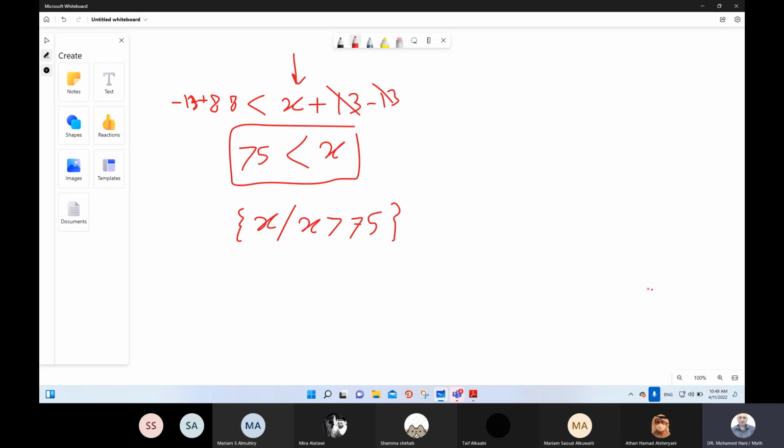If you want to graph this inequality, draw the number line, and represent 0 in the middle. Always remember, to the left you have the negative numbers, and to the right we have the positive numbers.